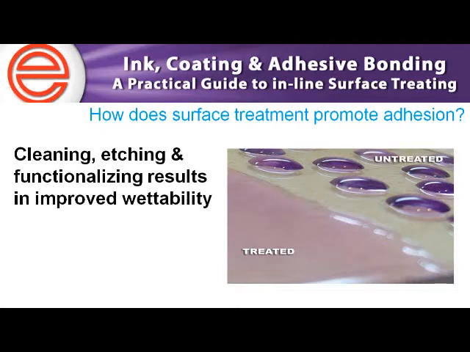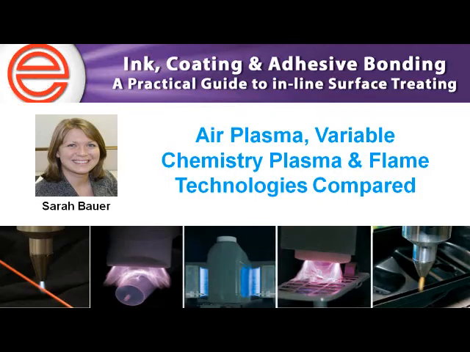So in summary, we're going to clean, etch, and functionalize surfaces, and this ultimately improves wettability. The picture on the right is an illustration like we saw before with the dog picture. On the right-hand side, an untreated surface where ink will bead up and not wet out, as we'll call it. But on the left-hand side of the picture, you see a treated surface where the ink has actually wetted out and lays down flat across the surface, ultimately providing the image you're looking for or a much improved bond to your product.